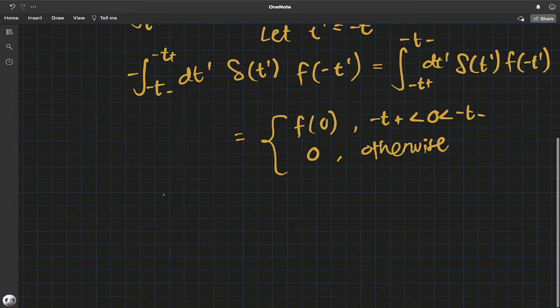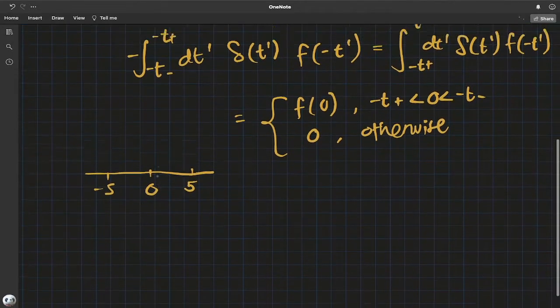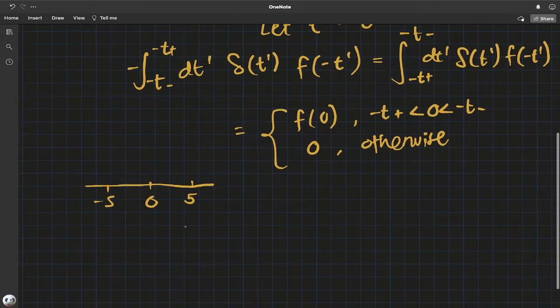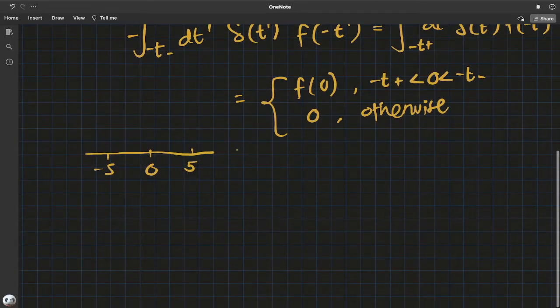But one thing to point out is, assuming you have some interval which usually is symmetric, usually from negative infinity to infinity, which is symmetric. Assume you have something like negative 5 to 5, which contains 0. If you change the variable, you're just going to flip the positive 5 to a negative 5. So the net result is not changed because of the symmetry. And this is just the regular Dirac Delta.